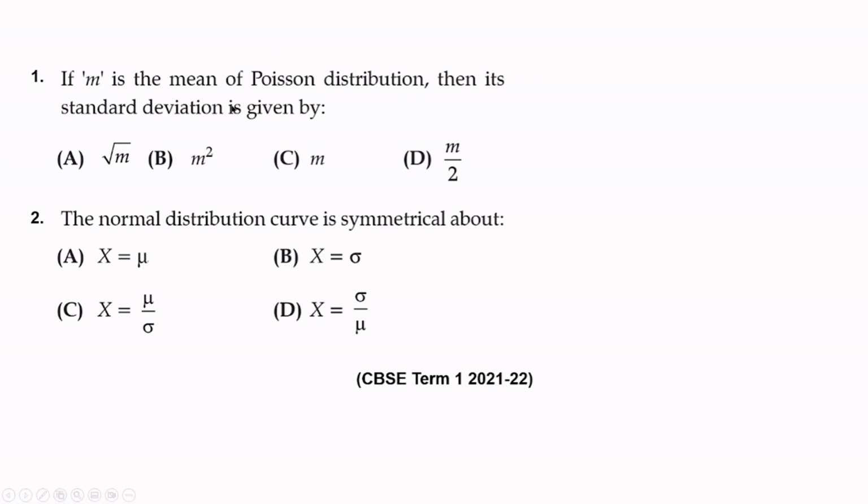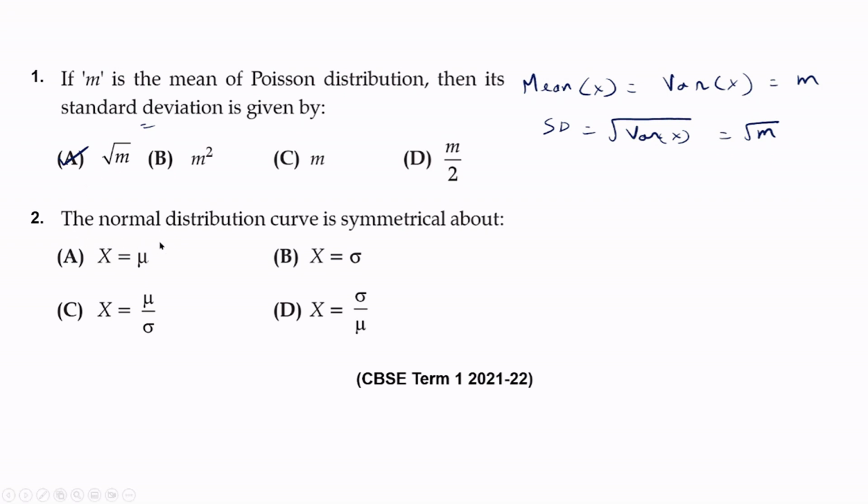If m is the mean of a Poisson distribution, then its standard deviation is given by? Now we know that in a Poisson distribution the mean of x is equal to the variance of x. Here we are asked to find the standard deviation. So standard deviation is the root of variance. Here the mean is given as m. So the mean is equal to the variance, which is equal to m. And now standard deviation is the root of variance, so it is equal to root m. So the correct option is option A.